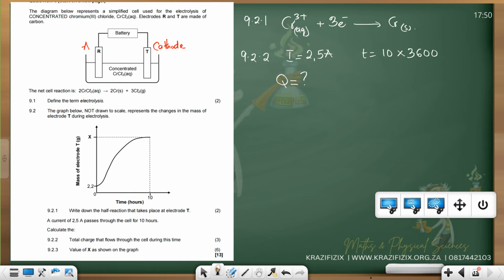Are we done with the first one? What are we looking for? The table Q. What do we have? I, T. What's your formula? Do you have a formula page there? Yeah. What are you trying to remember?